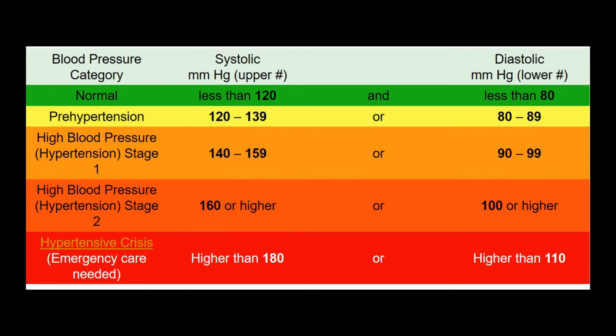A high blood pressure reading, also known as hypertension stage 2, will have a systolic pressure of 160 or higher or a diastolic pressure of 100 or higher. In a hypertensive crisis, you will have a systolic pressure higher than 180 or a diastolic pressure higher than 110. In this case, emergency care would be needed.